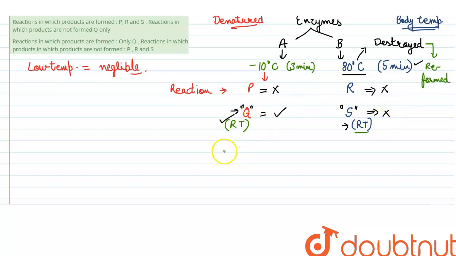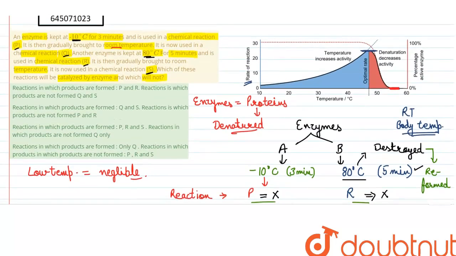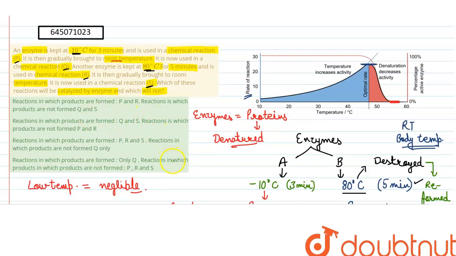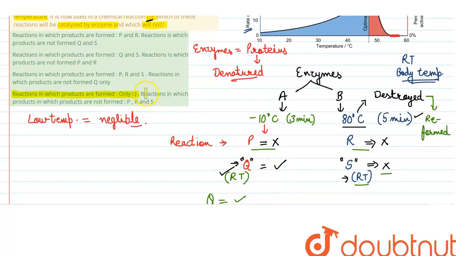Only the product will be formed in the Q reaction. In all other three reactions, P, R and S, no product will be formed. So according to this, we need to choose the correct option from these options. And the correct option would be option number 4, which says that the reaction in which product is formed is only Q, as we have discussed here, and reactions in which product is not formed are P, R and S. So this will be our right answer.